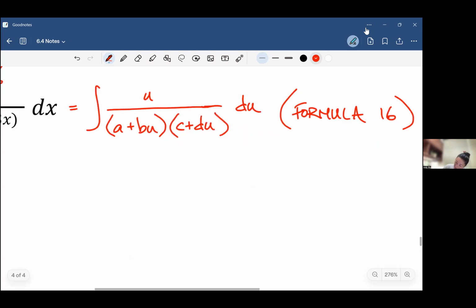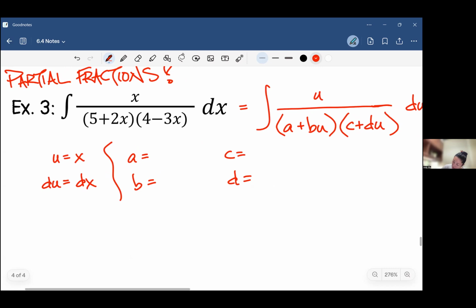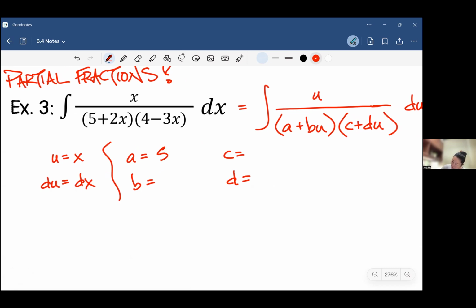Let's identify our u, our a, our b, our c, our d, and our du. u, if I compare it over here, u is going to be x, and du is dx, the thing at the end. For a, b, c, d, it looks like our a is 5, our b is 2, our c is 4, our d is, let's be careful here, actually going to be -3. We have to grab the sign that goes with it because in the formula, everything is a plus.